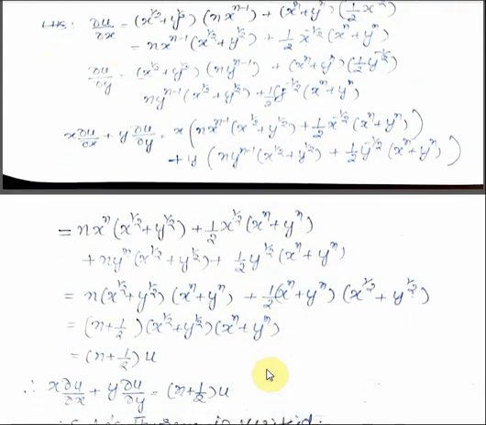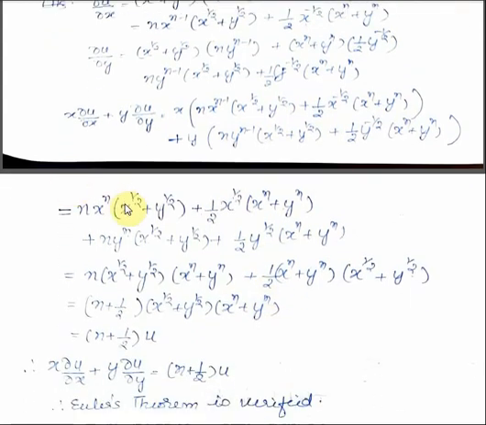n into x power n into (x power half plus y power half) plus half into x power half into x power minus half becomes x power plus half, into (x power n plus y power n). Multiply this, this becomes y power n plus n y power n. Multiply here, this becomes y power 1 minus half becomes plus half. Then check what is to be done. First two terms, anything common?